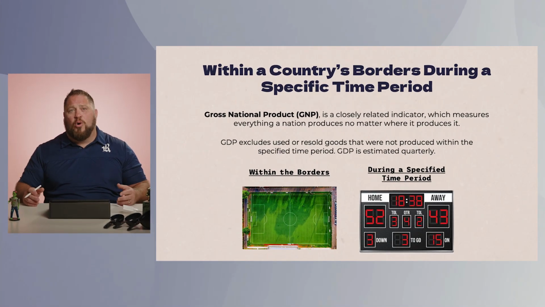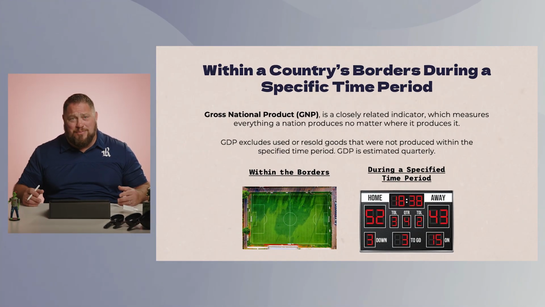What might an intermediate service look like? You hire a contractor to do something on your house and they subcontract part of that. So the contractor pays the subcontractor. Well, you wouldn't want to include the subcontract because that's going to be included in the final contract to you. So we have market value, right? We have our final goods and services as opposed to intermediate goods and services. We take those out. Within a country's borders during a specified time period.